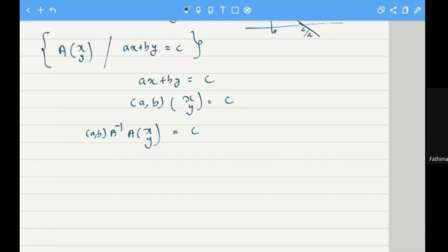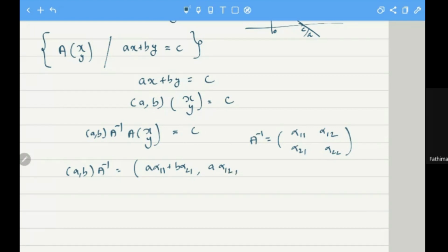Now A inverse exists, so I can take this A inverse as some alpha 1,1, alpha 1,2, alpha 2,1, alpha 2,2, right? Then what will be the matrix AB times A inverse? This will be nothing but A alpha 1,1 plus B alpha 2,1, comma A alpha 1,2 plus B alpha 2,2. So I'm calling these two entries A dash and B dash, right?